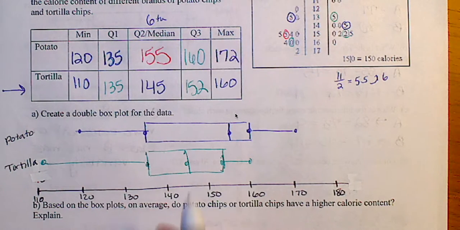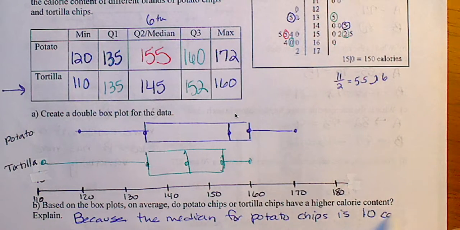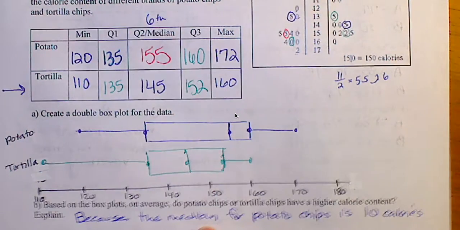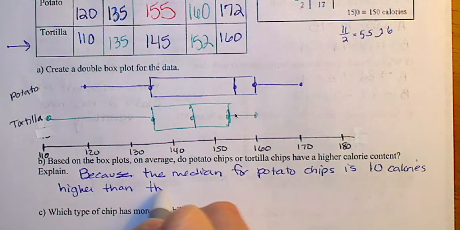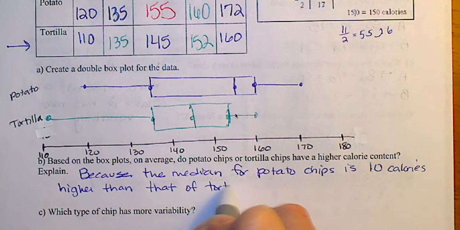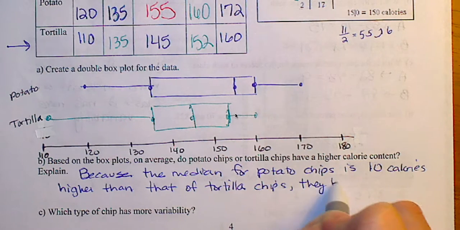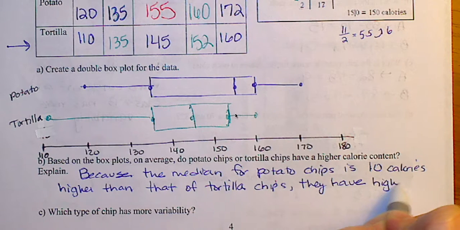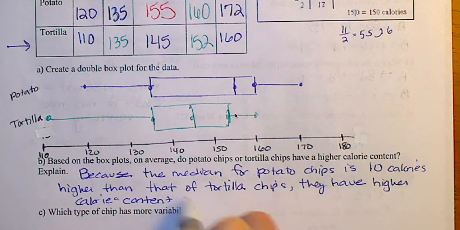So because the median for potato chips is 10 calories higher than that of tortilla chips, they have higher calorie content on average.